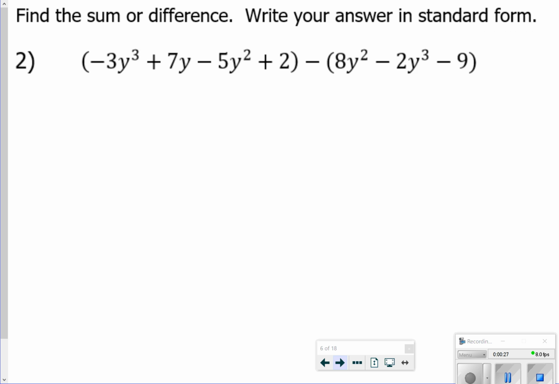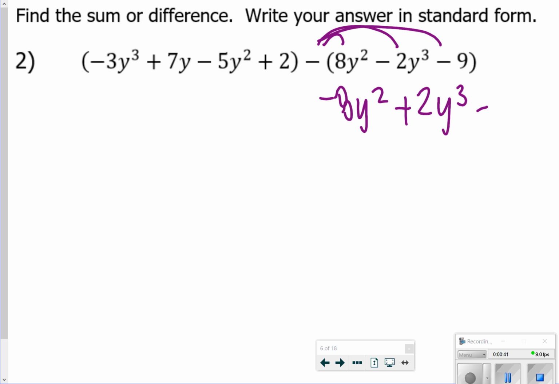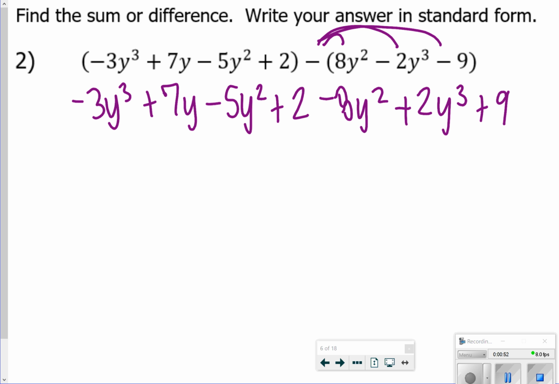For number 2, I'm finding the difference, and that's going to change some things a little bit. Everything in the second set of parentheses is going to change to its opposite because you're distributing a negative. So I'll have negative 8y squared, a positive 2y to the third power, and a positive 9. And then everything else in the first one will still stay the same as well. So I'm just going to rewrite everything so I can see it all clearly and begin to combine like terms.